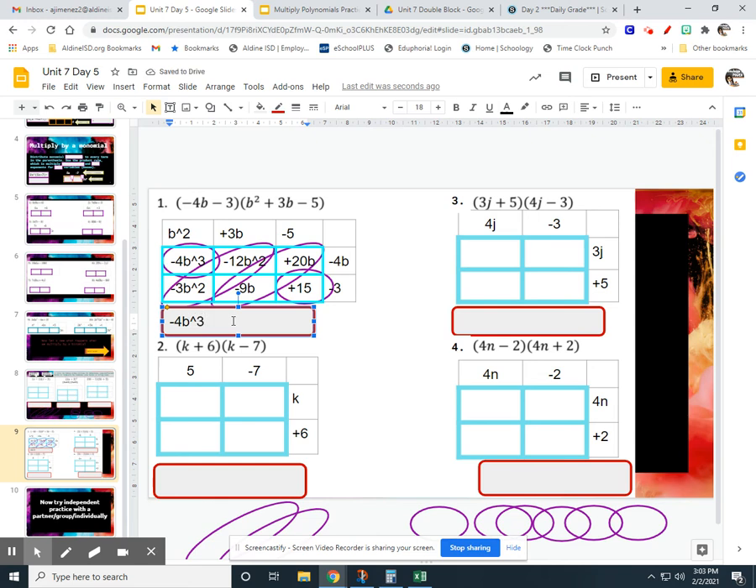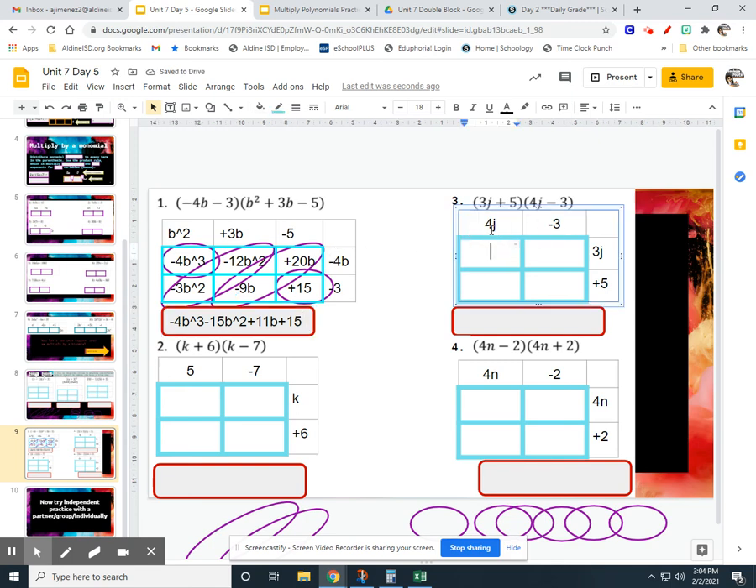And I'm going to combine my b squared ones, and that's negative 3 plus negative 12, that's negative 15b squared. Now I'm going to add my b's, negative 9 plus 20, that's plus 11b. And I bring my constant at the end.